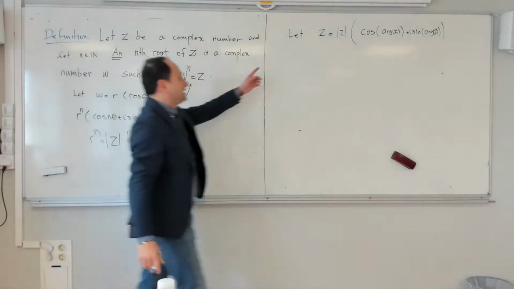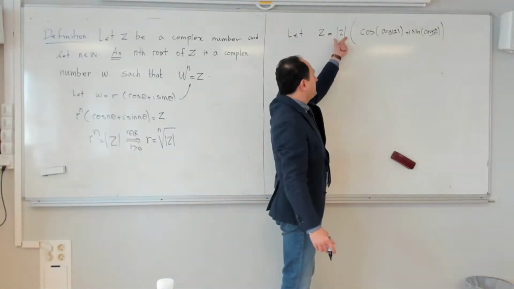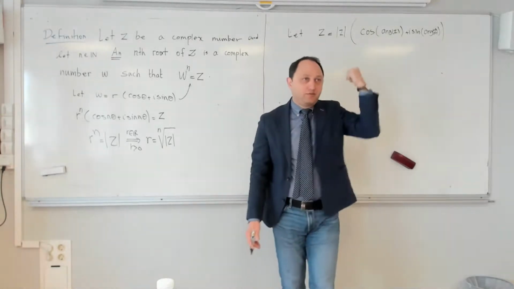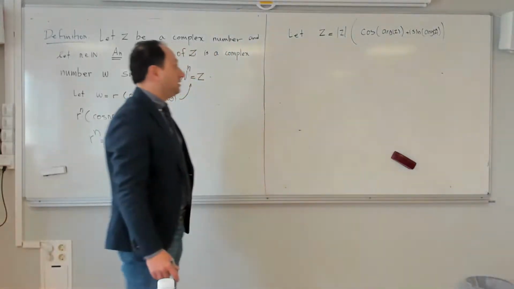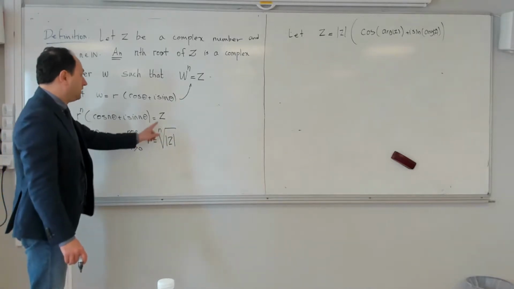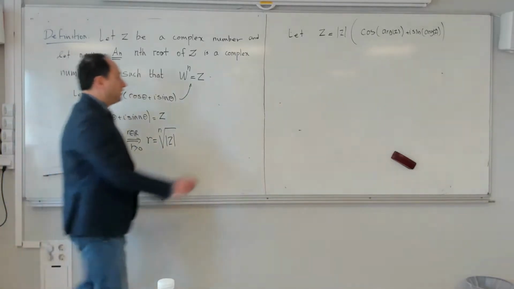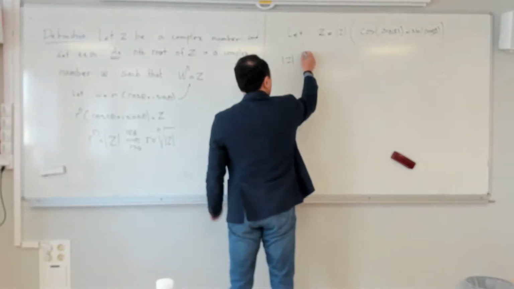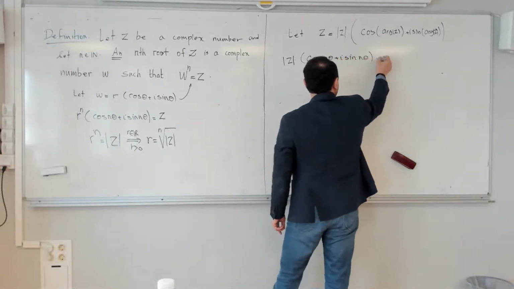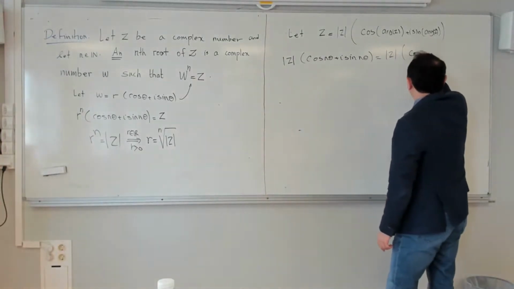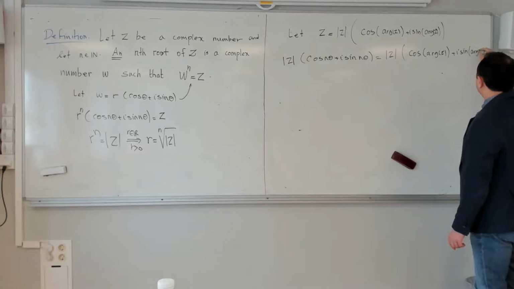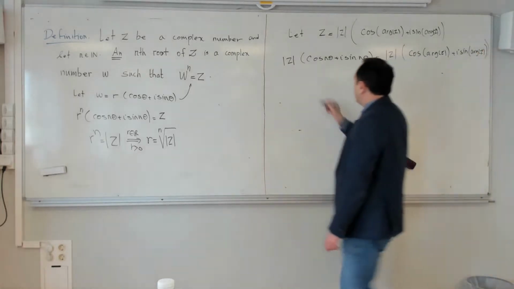Because when I write Z, I have to write R, which is absolute value, and I have to write theta, which is the argument. But because I have only Z, I have to express everything in terms of Z. So that would be the Z in polar form, yes? And now compare them. If I put this back into this equation, what happens? This becomes absolute value of Z times cosine of n theta plus i sine n theta is equal to absolute value of Z cosine of the argument of Z plus i sine of argument of Z. Yes? And then what happens?